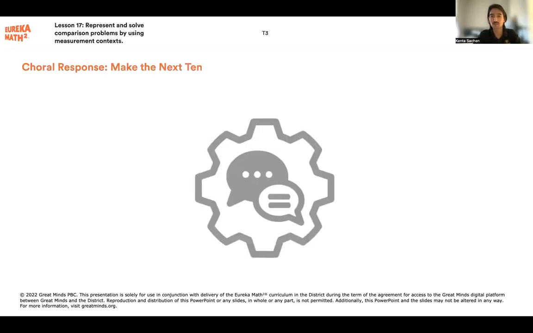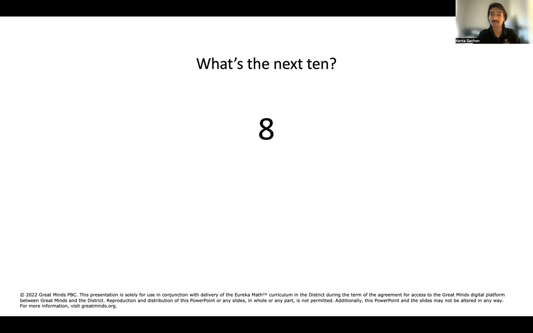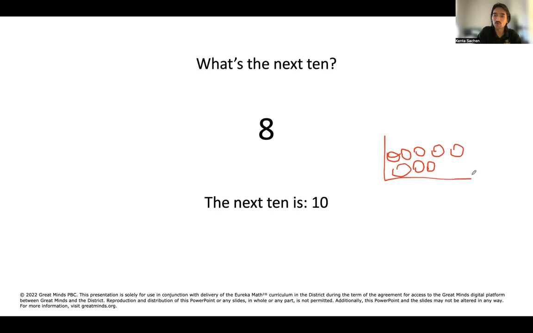Nice. So next thing we're going to do is make the next 10, right? We did this a lot last week, yesterday, right? So what's the next 10 after 8? Yeah, the next 10 is just 10. Now, how many more do we need to add if we already have 8? 1, 2, 3, 4, 5, 6, 7, 8. How many more do we need to make 10? Yeah, we just need 9, 10, right? 2 more. So we can say 8 plus 2 equals 10.